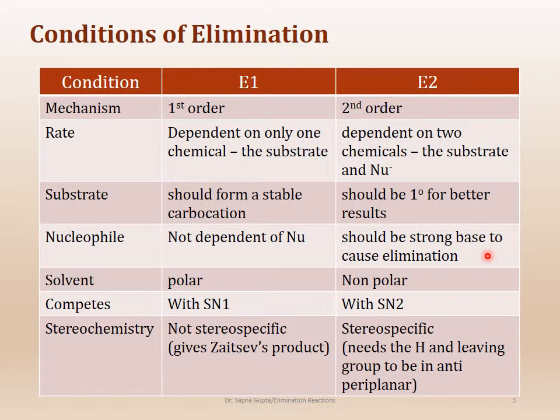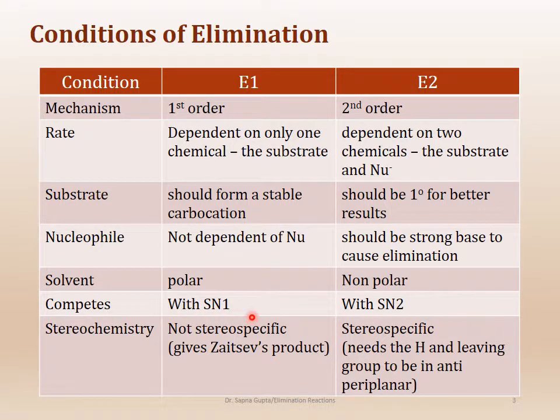Again, as I said before with substitution, there are very few nucleophiles that are true nucleophiles, that means that they do not abstract a proton. Otherwise most bases will act as nucleophiles, and nucleophiles will act as bases. So in this case, you need to have a good base. The solvent that you need for E1 is a polar solvent as usual, whereas in the case of E2, you would need a non-polar solvent. Unlike what we had before, where we needed a polar solvent, okay? That's the only thing that is different here.